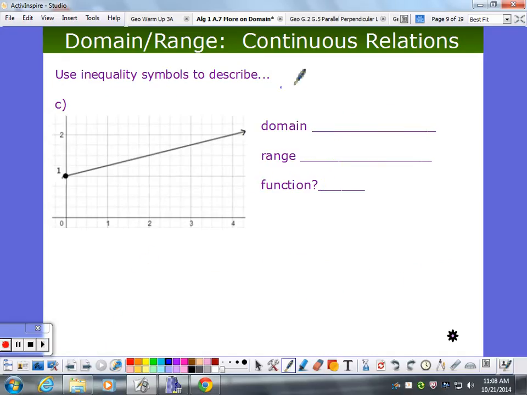Now this one's a little different. Now I don't know if you can see there's an arrow here. Ooh. So think about what are valid inputs. Now let's do it. Is it a function? Let's answer that first. What is a function? Every input has one and only one output. Input 1, you can only go to one place. Input 3, 2.5, right?